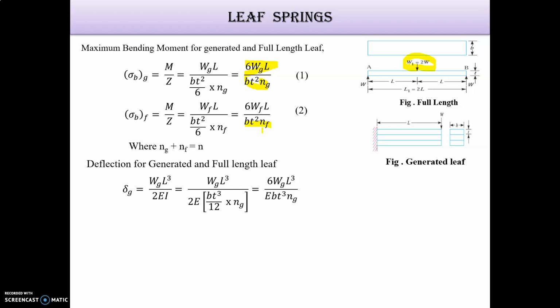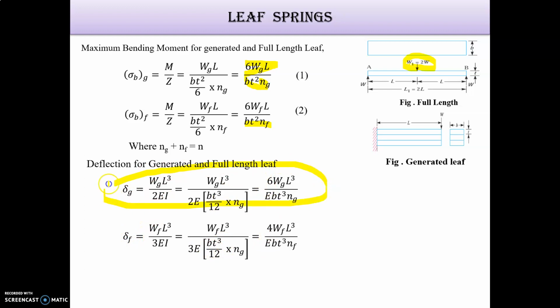So I for graduated is this, and for the full length leaf it is this. So this is for graduated and this is for the full length leaf. You can see 6 is there in the graduated leaf and 4 is there in the full length leaf. This is the only difference here. Otherwise bending stresses are the same for both.